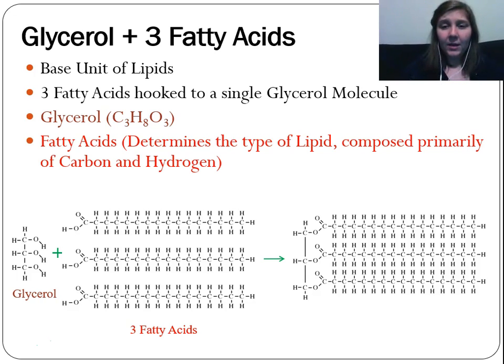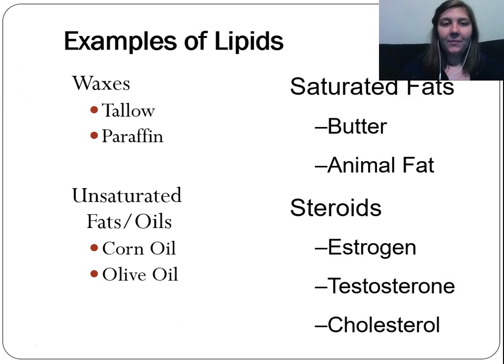The main thing to take away from this picture is that a lot of lipids are in an E shape. So you can see the glycerol is the backbone of the E, and then the 3 little legs would be the fatty acids. There are many categories of lipids. We have waxes like paraffin or tallow, and the tallow comes from animals. These are things like you find in your candles.